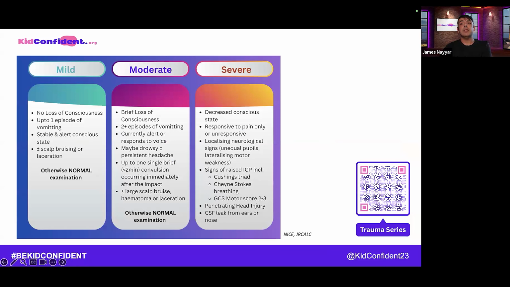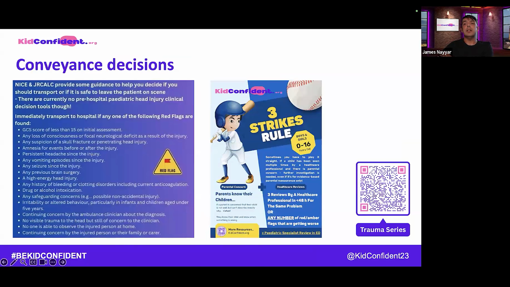And so we have this, don't we? They're classified as mild, moderate and severe. And this is just a rough guide which will pull together to help you classify injury severity using the information on JR Calc and in NICE. And it just shows you that as things get worse, then it's classified as being more severe injury. And this helps us categorize our conveyance decisions as well, doesn't it? And NICE and JR Calc gives us loads of information and guidance about that.